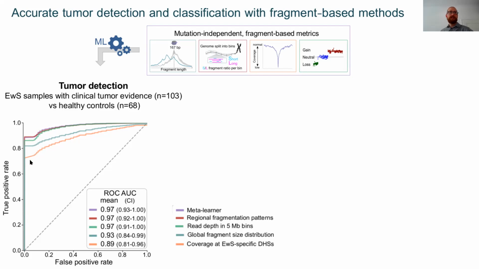And as you can appreciate in these receiver operator curves, the metrics work quite well as features for distinguishing these two groups of samples, with the best features being the regional fragment size distribution and the read depth, reaching 0.97 as a ROC AUC value. So this is quite nice because this shows that tumor detection works quite well with these fragment-based approaches.